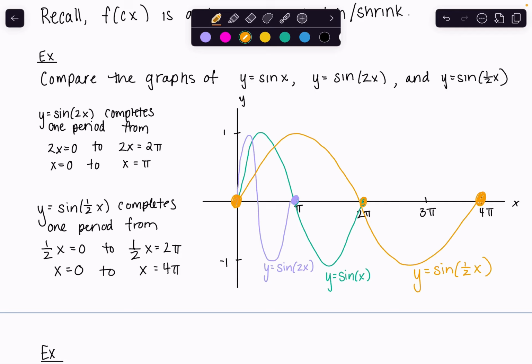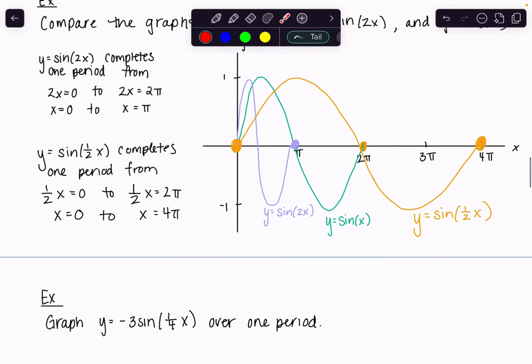So that number on the inside is affecting your period. Again, your number in front here is 1, so it's 2 pi over 1. Your period is 2 pi. Take 2 pi and divide it by 2, your period is pi. So over an interval of length pi, you go through a full revolution. 2 pi divided by 1/2 is 4 pi. So over an interval of length 4 pi, you go through one revolution, okay?